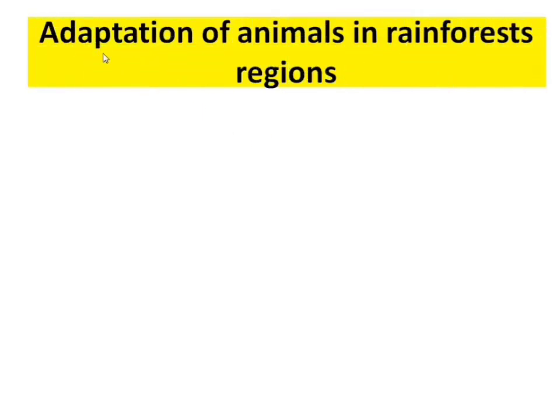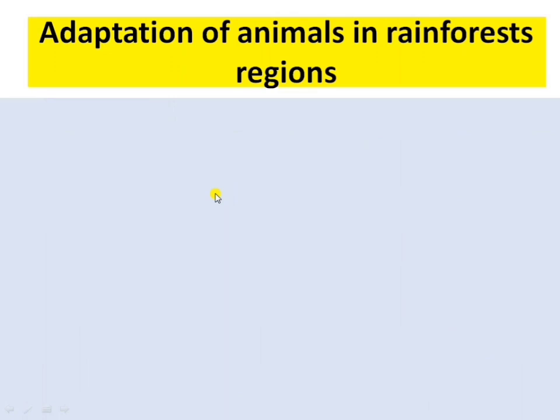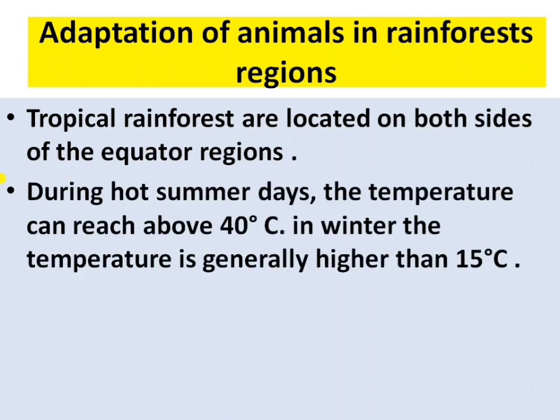Moving on, our third topic is adaptation of animals in the tropical rainforest region. Tropical rainforests are located on both sides of the equator. They get direct sunlight for most of the day, and they have a hot, wet and humid climate. During the hot summer days, the temperature can reach above 40 degrees Celsius. In winter, the temperature is generally higher than 15 degrees Celsius.